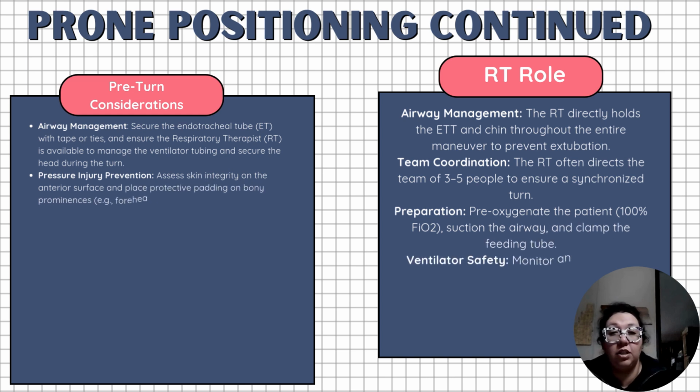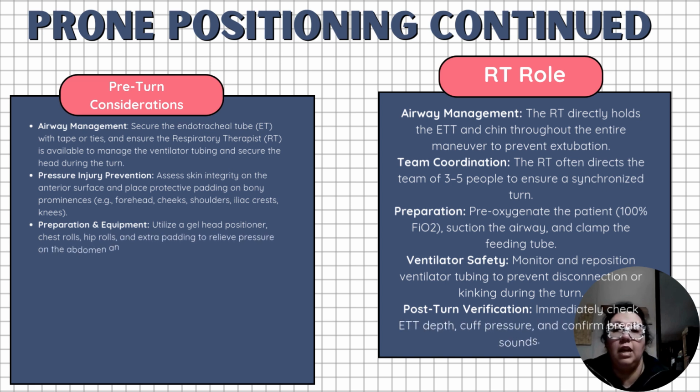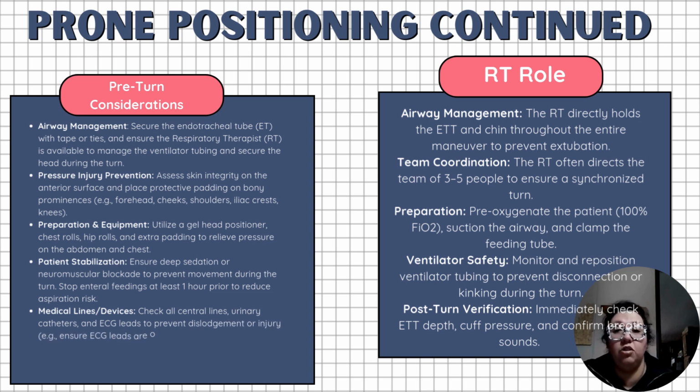Pressure injury prevention. Assess skin integrity on the anterior surface and place protective padding on bony prominences like the forehead, the cheeks, shoulders, iliac crest, and knees, just to prevent pressure sores, infection on those pressure sores. Preparation and equipment, utilize a gel head positioner, chest rolls, hip rolls, extra padding to relieve those pressures on the abdomen and chest. Patient stabilization, ensure deep sedation or neuromuscular blockade to prevent movement during the turn.